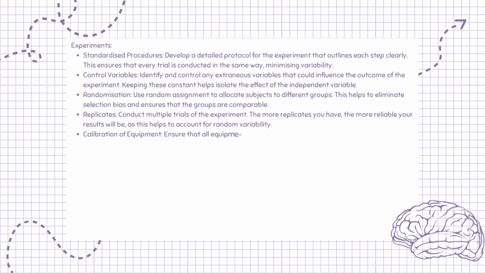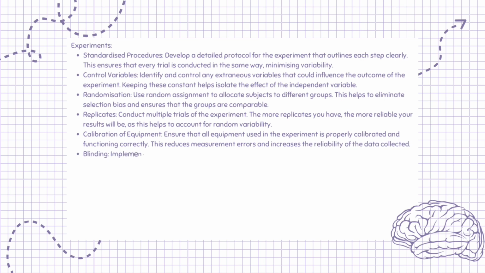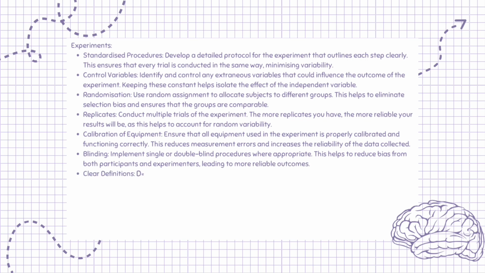Calibration of equipment. Ensure that all equipment used in the experiment is properly calibrated and functioning correctly. This reduces measurement errors and increases the reliability of the data collected. Blinding. Implement single or double-blind procedures where appropriate. This helps to reduce bias from both participants and experimenters, leading to more reliable outcomes.